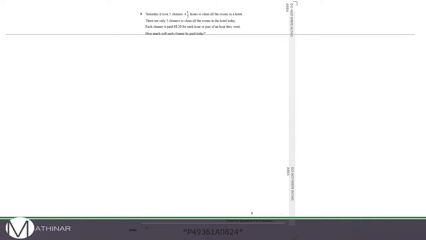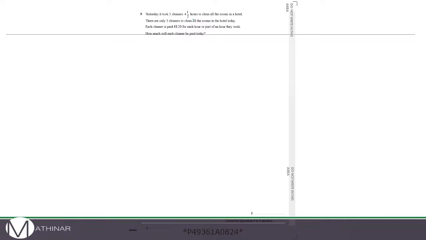So number 9, this is a 3-mark question. It took 5 cleaners 4.5 hours to clean all the rooms in the hotel. There are only 3 cleaners to clean all the rooms today. Each cleaner is paid $8.20 for each hour or part of an hour that they work. How much will the cleaner be paid today? So let's see what we can do on this one.